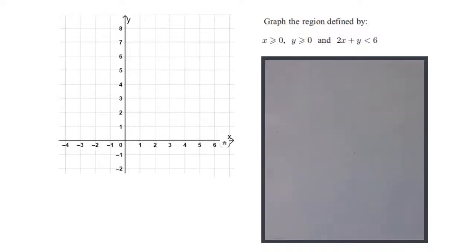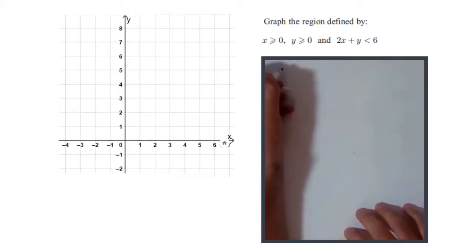Graph the region defined by x is greater than or equal to 0, y is greater than or equal to 0, and 2x plus y is less than 6. So whenever you get something like that, we're going to need to draw the lines of not the inequality bit, but the equals bit. So we need to draw 3 lines.